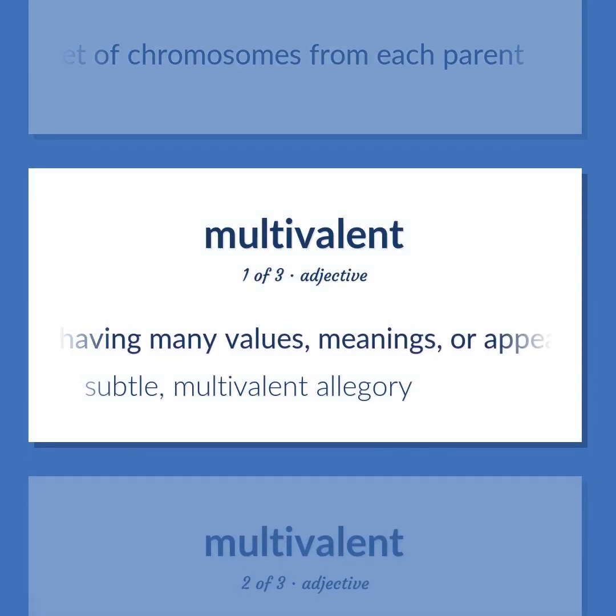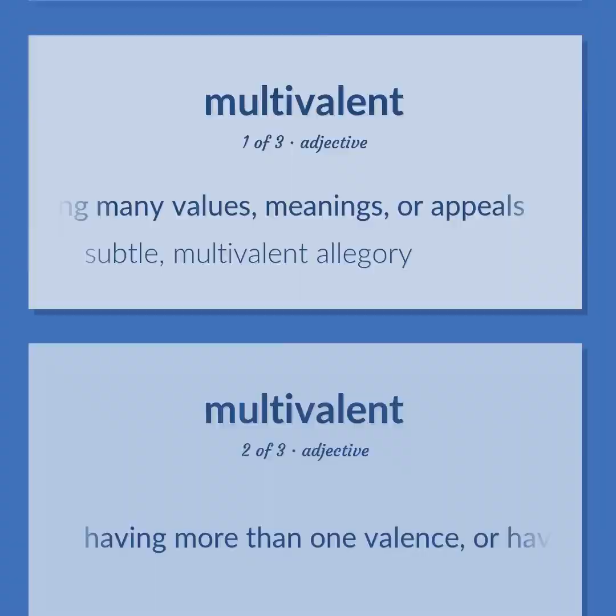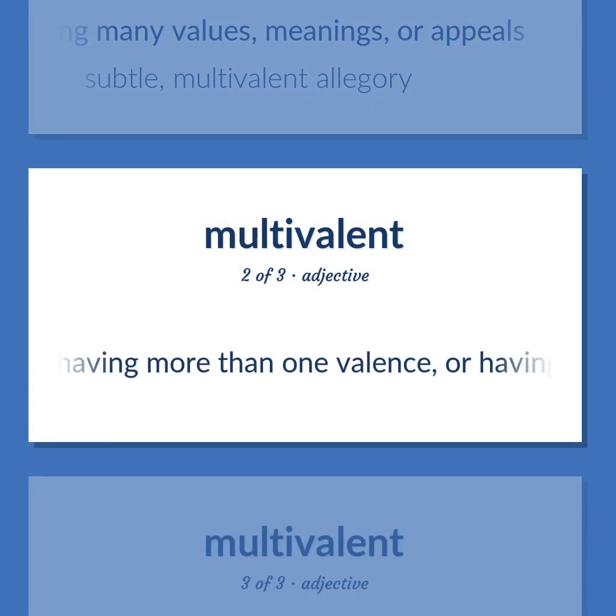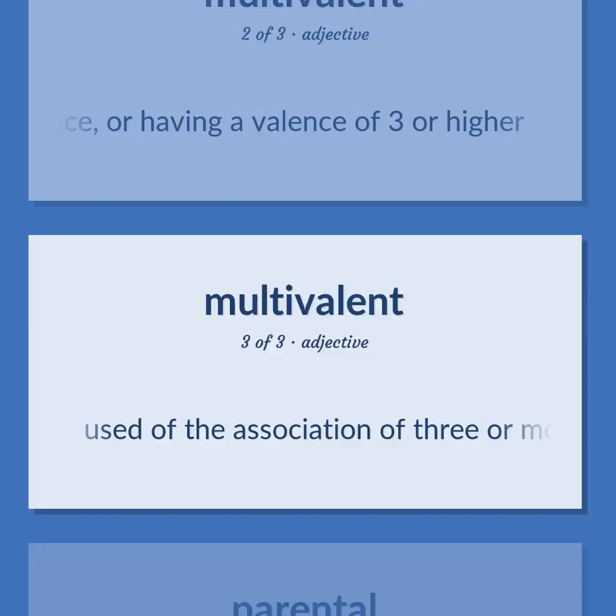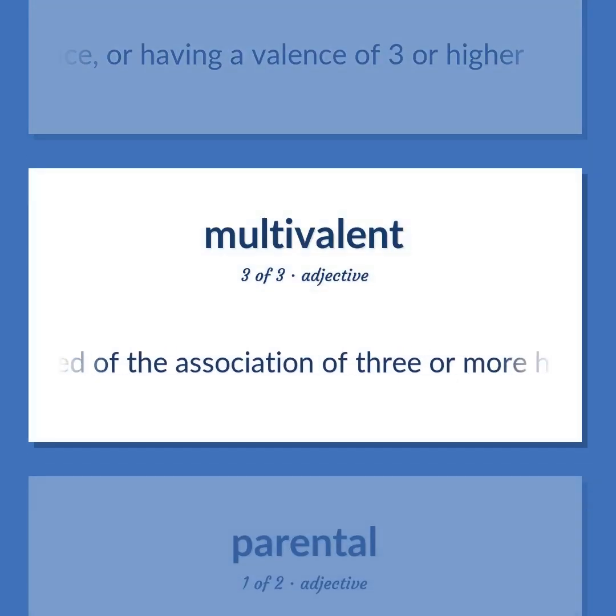Having many values, meanings, or appeals. Subtle, multivalent allegory. Having more than one valence, or having a valence of 3 or higher. Used of the association of 3 or more homologous chromosomes during the first division of meiosis.